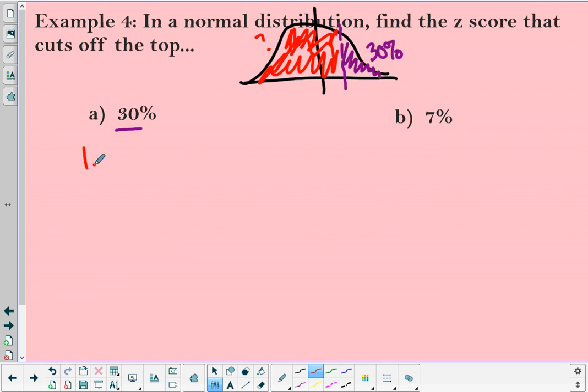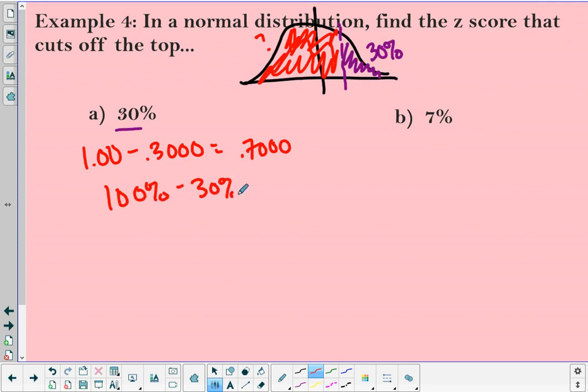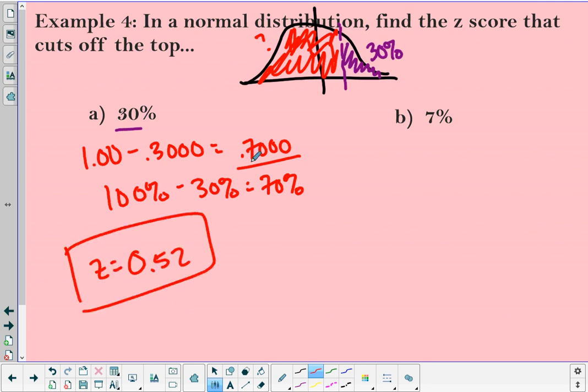So I need to take the 1.00 and subtract the 0.3000, and I get 0.7000. Or in other words, 100% minus 30% is equal to 70%. Either way you think about it, this is the decimal you're looking at. The z-score that's most closely associated to that is 0.52. That's my z there. So I look for 0.7000 in the table, and I find the z that's closest to it if it doesn't actually exist in the table, and in this case it's 0.52.